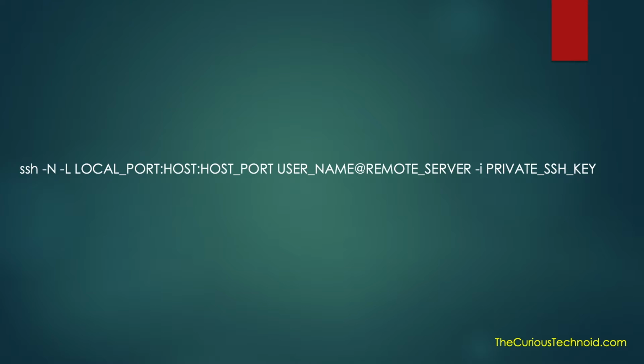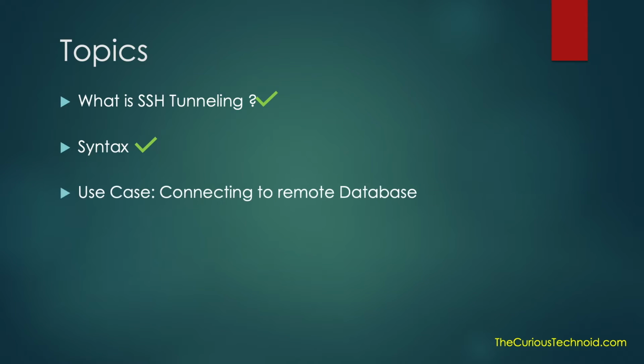Let's directly get to the interesting bit of seeing how SSH tunneling works. In today's use case, we will be connecting to a database installed in a remote server. We have access to the remote server through SSH, but we do not have access to the database port. The database that is installed is the MariaDB database, and the default port of MariaDB is 3306. We will create an SSH tunnel to access this database. Let's see how that works.